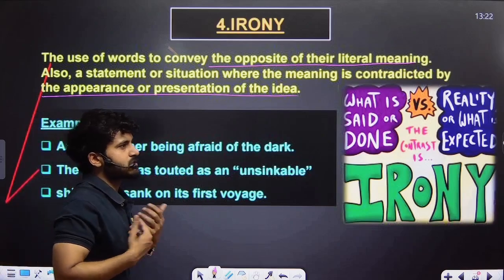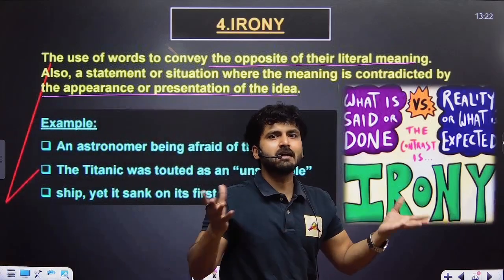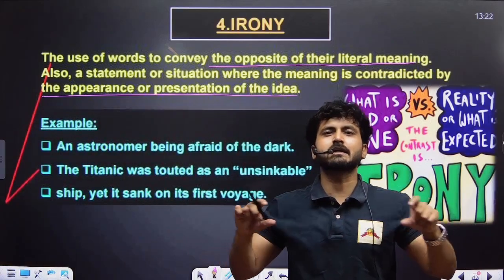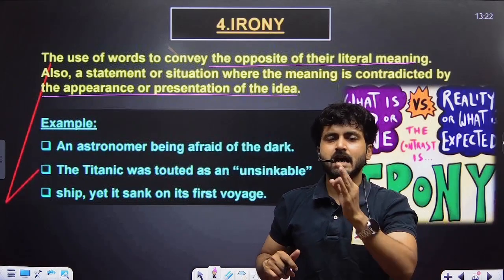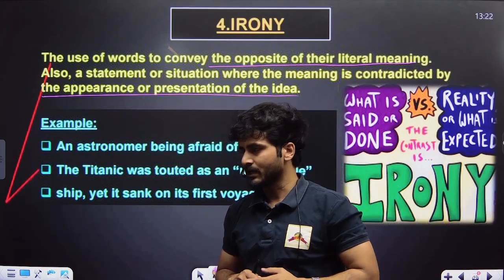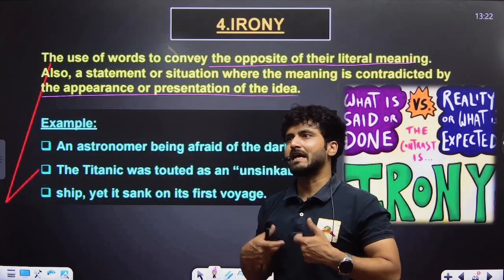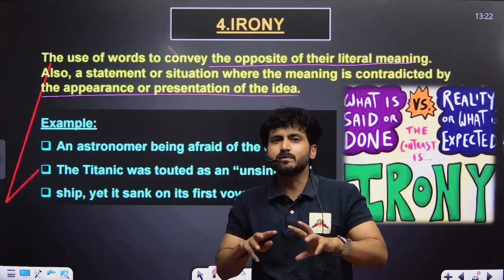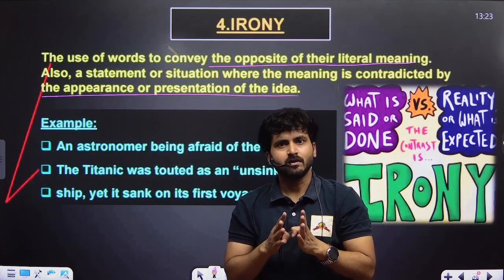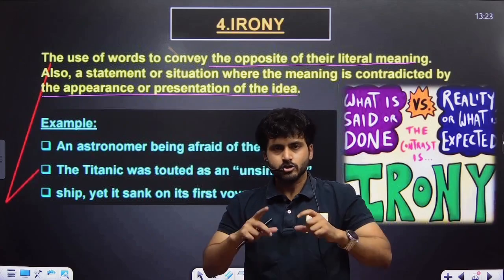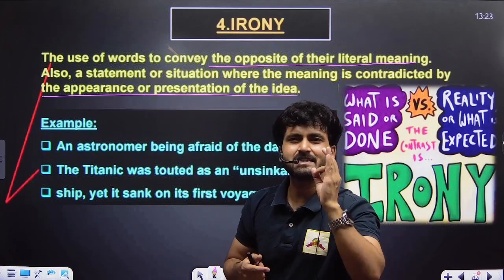Now you see, an astronomer will go in space, where there is complete darkness. And now here the statement reads, an astronomer is afraid of the dark. An astronomer being afraid of the dark. So here you can observe that it is contradicting itself. It is meaning the opposite. An astronomer would not be afraid of it. So it is talking in the opposite way. That is your irony.